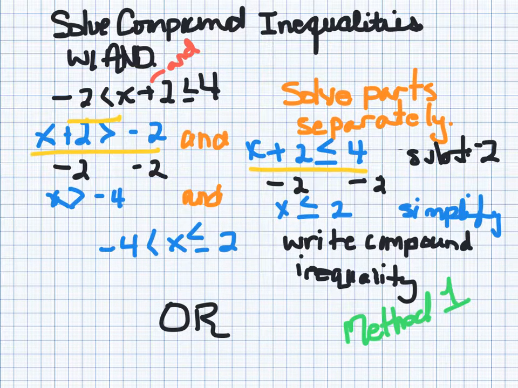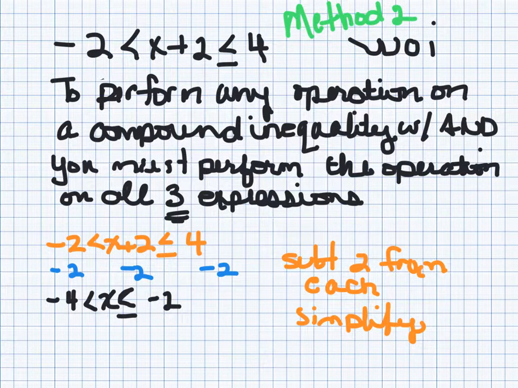Or there's another way you could do it. There's two ways to do this. The first one solved the two parts separately. It broke it into two parts. This method is where you isolate the variable between the inequality symbols. It's the same inequality here: negative 2 is less than x plus 2, less than or equal to 4. That's the original thing that we just did on the screen with the other method.